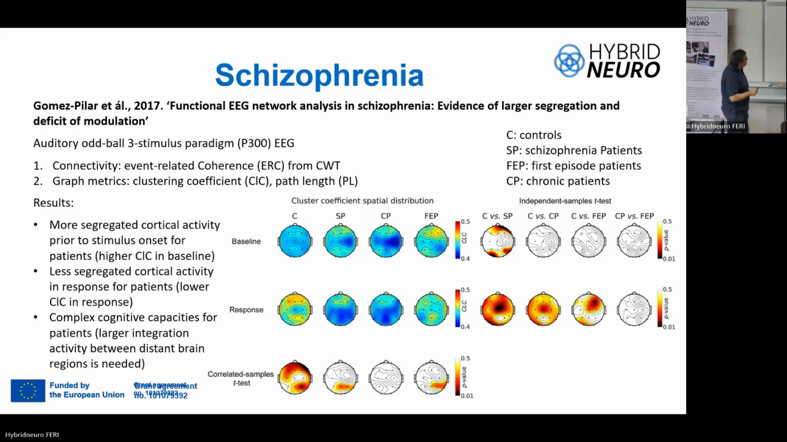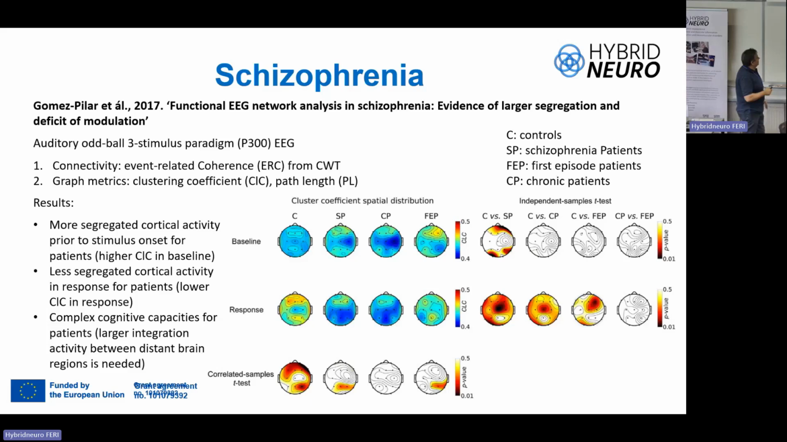And also, in baseline, the value of the cluster coefficient is higher in schizophrenia patients with respect to the clustering, because of the hyperexcitability in the baseline, in the normal conditions of this kind of patients. Opposite to Alzheimer's disease, where the cluster coefficient is lower because of the neurodegenerative disease. But in both cases, the effect of the stimulus is not so strong as in the controls.